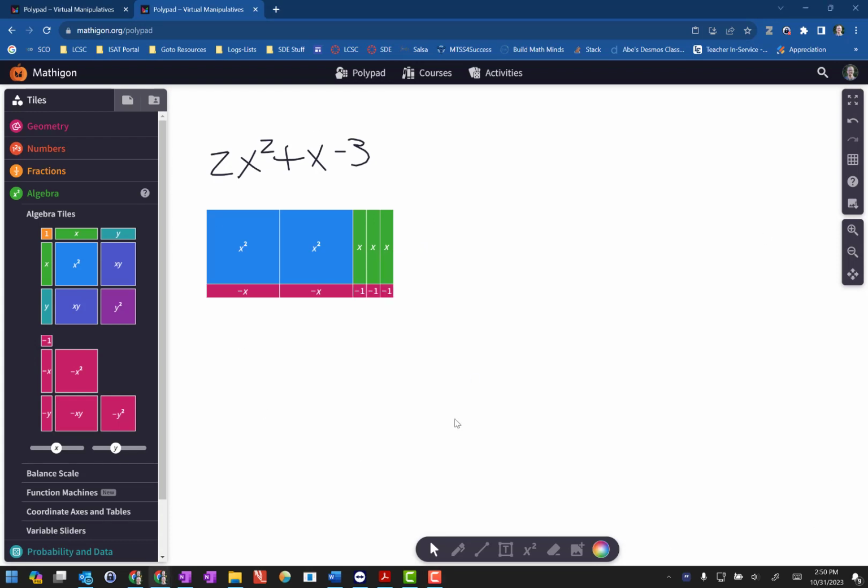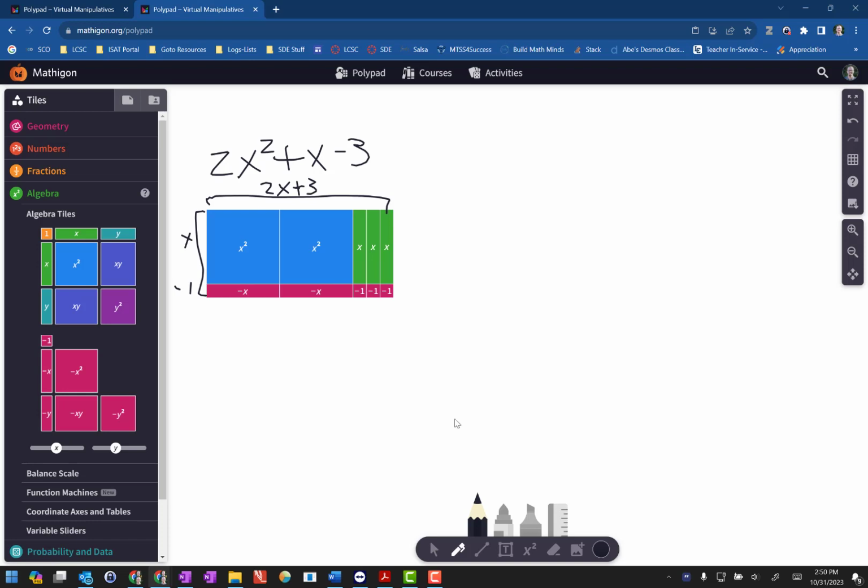All right, so what is this in factored form? Well, we can see that there's 1x minus 1. And then we have our 2x's. So that's x plus x. And then plus 3. Right?